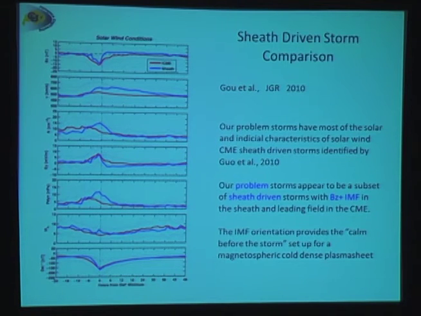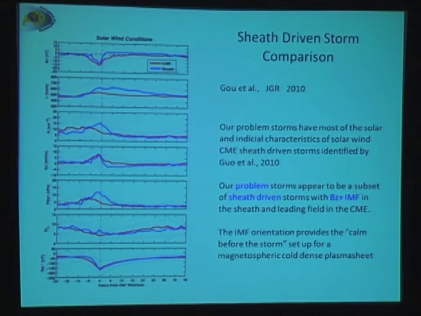So we are making kind of a leap of faith, and we've also been able to verify by just looking at the data, that most of these storms are sheath enhanced with northward IMF. Why northward IMF? It has something to do with the preconditioning.